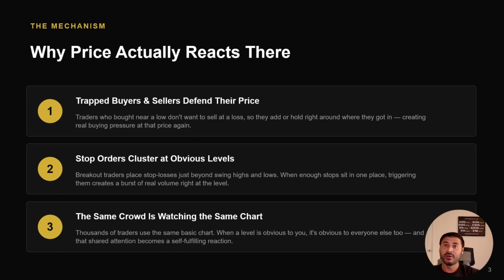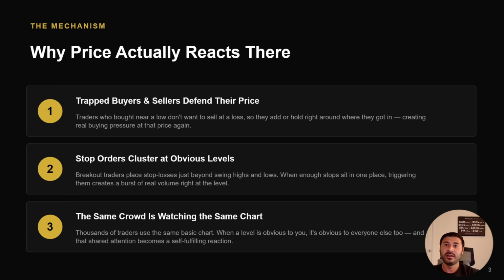And number two is the stop order clusters at obvious levels, right? Breakout traders place their stop losses just beyond obvious swing highs or swing lows. So when price gets close enough, all those stop orders start getting triggered, one after another, a domino effect. And that creates a real burst of volume right at that level. And this is exactly why you sometimes see a sharp spike through a level before it reverses, right?